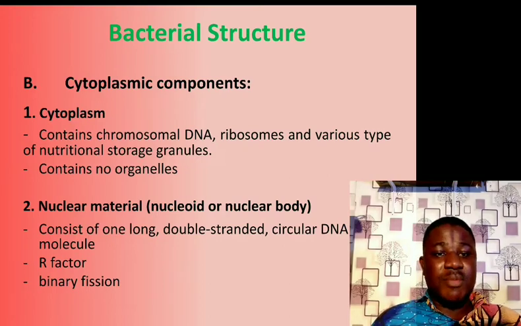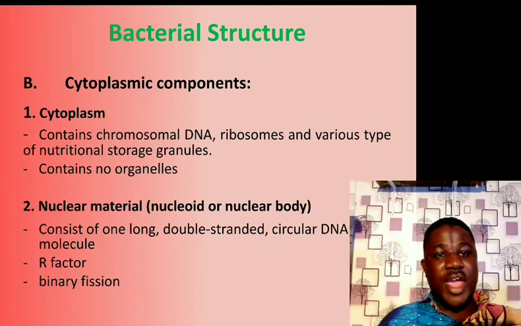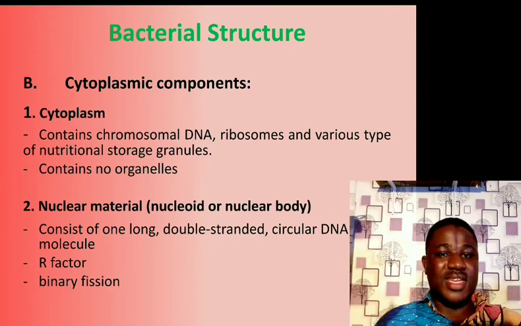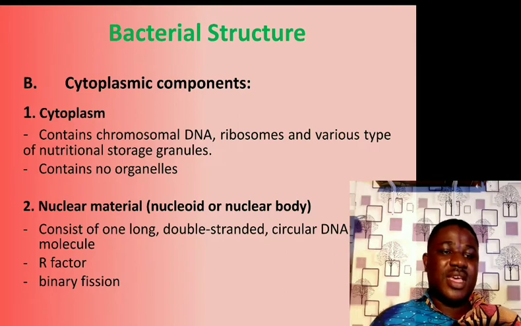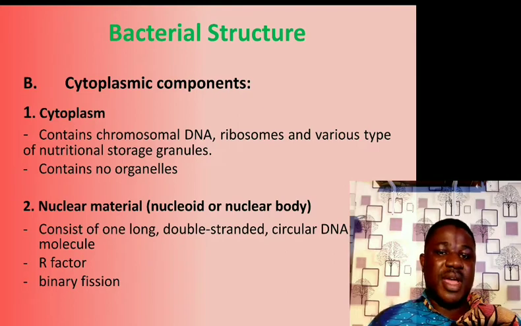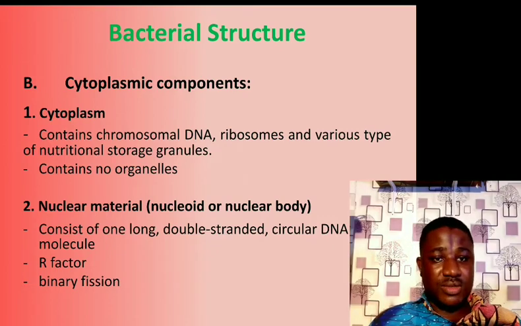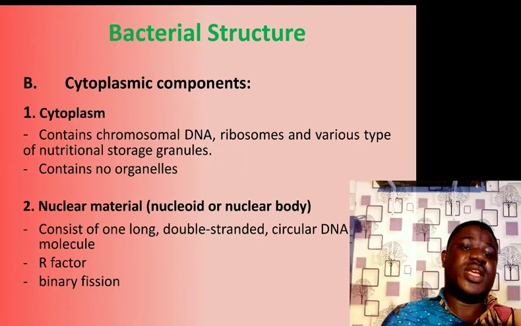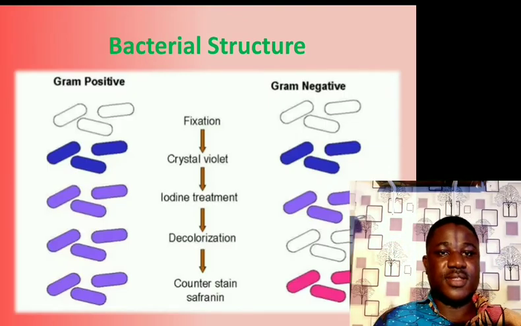In terms of nuclear material, bacteria have a nucleoid or a nuclear body, which consists of one long double-stranded circular DNA molecule, and an R factor that it can use to undergo binary fission. So the nucleoid and nuclear materials can be evenly distributed into daughter cells during binary fission in that instance.